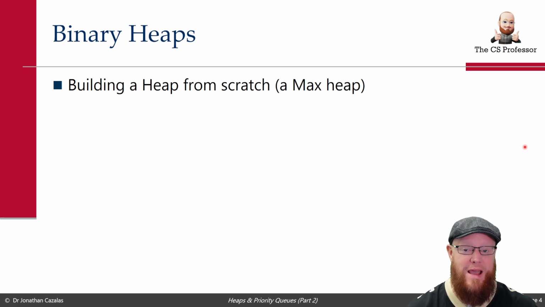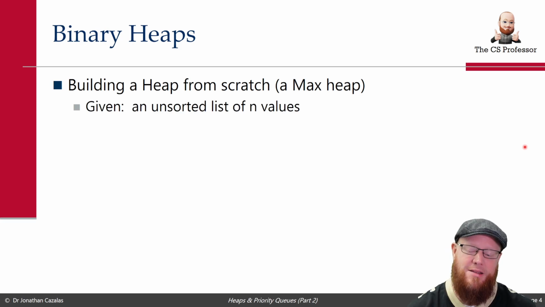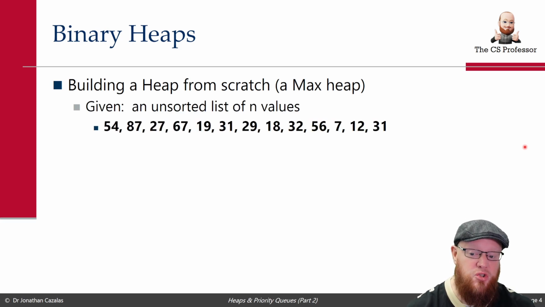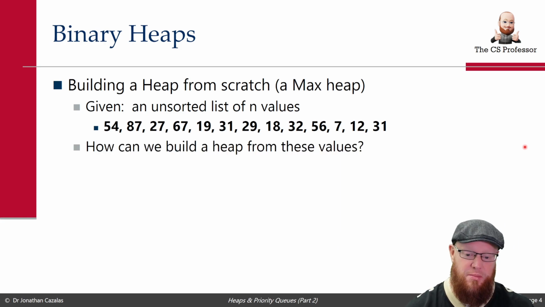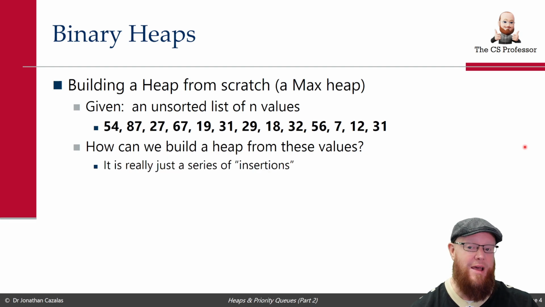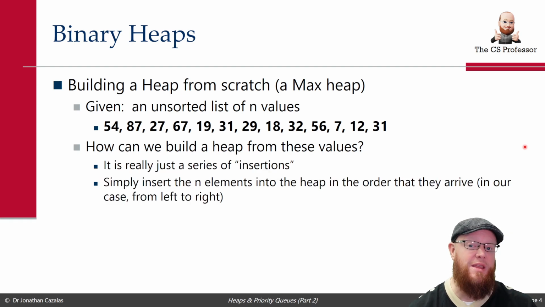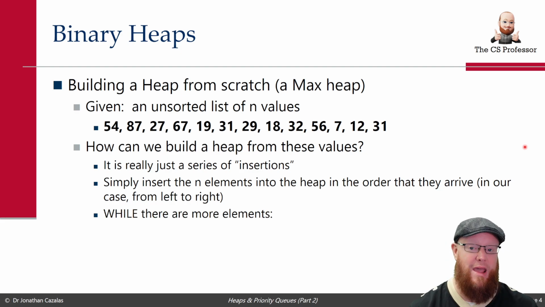So how do we build a heap from scratch? Let's assume here that we're just trying to build a max heap. Given an unsorted list of values, how do we actually build our heap from these values? The answer is it's really just a series of insertions. We're going to insert at the next available spot that we showed you previously, and then we're going to simply percolate upwards if that insertion caused the heap to no longer be a heap.